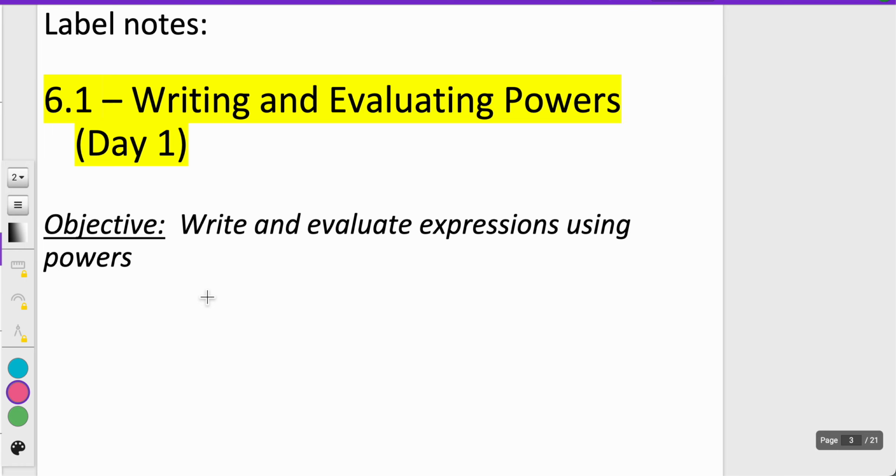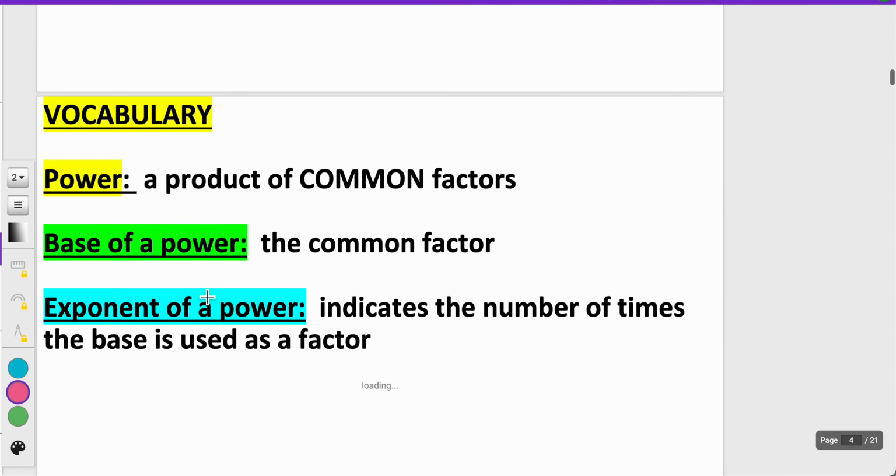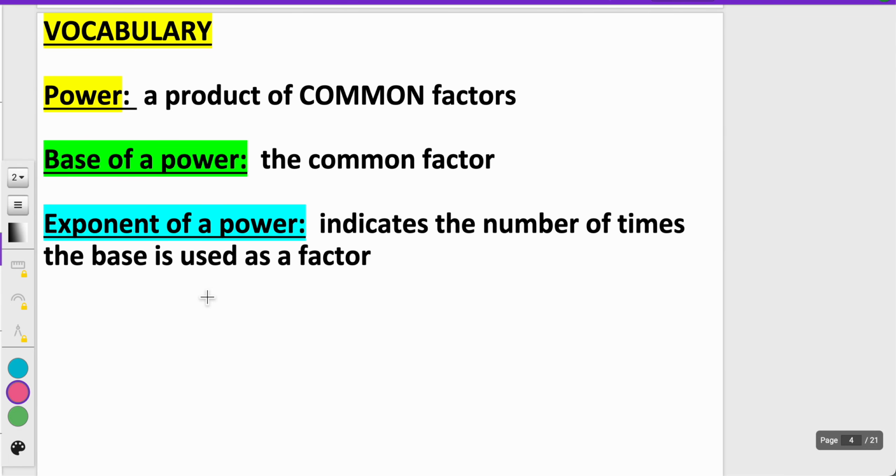Today we're going to be looking at Lesson 6.1, Writing and Evaluating Powers. We're going to talk about this over 2 days, so today's just day 1. Our main objective today is to be able to write and evaluate expressions using powers. The first thing we want to know is, what does everything mean whenever we see all these terms?